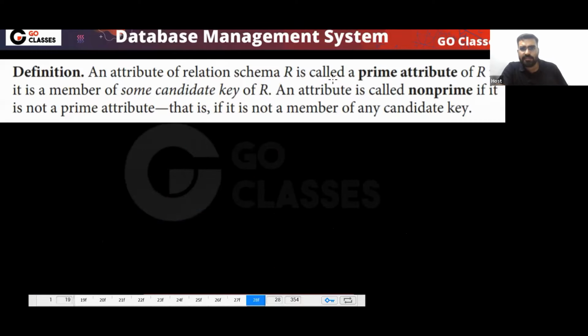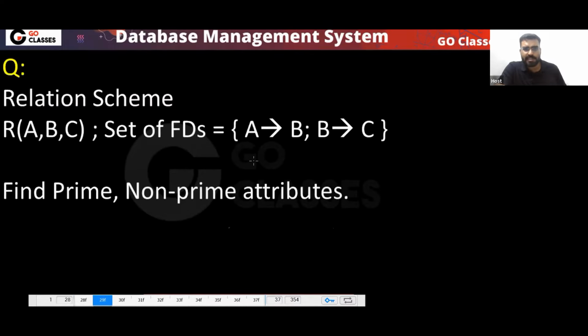You can notice this is the definition from Navathe: an attribute of relation R is called a prime attribute if it is a member of some candidate key. And if it is not a member of any candidate key, then it is non-prime. Now let's see some examples.